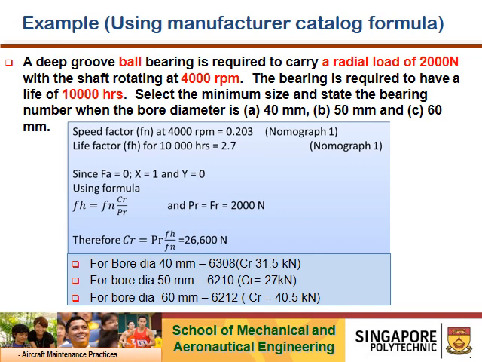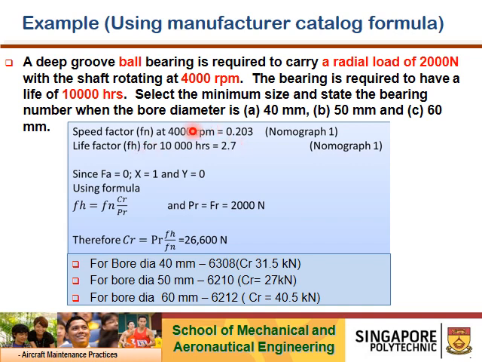So this is the summary of the calculation steps. It's the same question from the previous example, exactly the same. It's just that this display shows you the steps to calculate and obtain the answer, which we choose 6308 for 40 mm, 6210 for 50 mm, 60 mm will be 6212, where the catalog CR is 31.5, 27, and 40.5 respectively. Right? So calculated CR is 26,600. So you fulfill. So these are the summary steps for the example.